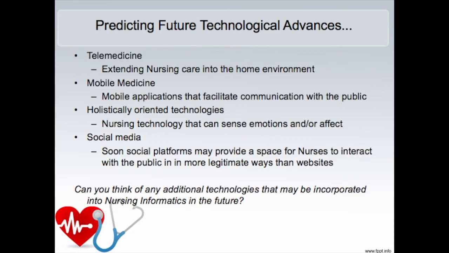Technological developments have and will continue to change how nurses practice. Advances in telemedicine and mobile medicine extend healthcare into the home environment. Technologies that may be able to sense patients' emotions and/or affect would prove particularly useful for clients with communication barriers or in non-responsive states. An increasing number of credible sources and resources are popping up in social media outlets. Social platforms may provide a more legitimate way to communicate with the client population. This could also have an important implication for health promotion, where information needs to be disseminated in a larger scale.